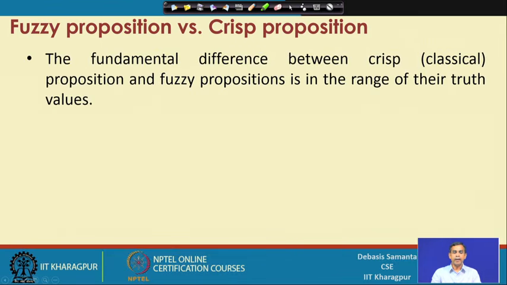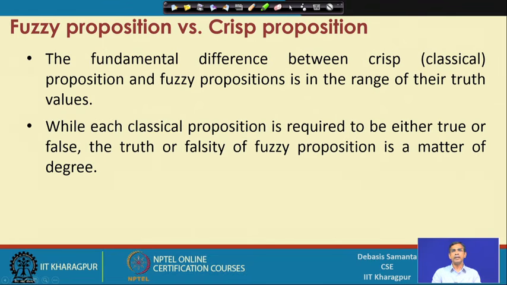Now, we have learned about the fuzzy proposition and the crisp proposition. The fuzzy proposition is basically the multivalued logic proposition, whereas the crisp proposition is the two-valued logic proposition. The crisp proposition is also called the classical proposition, and the fuzzy proposition is a newly defined proposition for fuzzy logic.